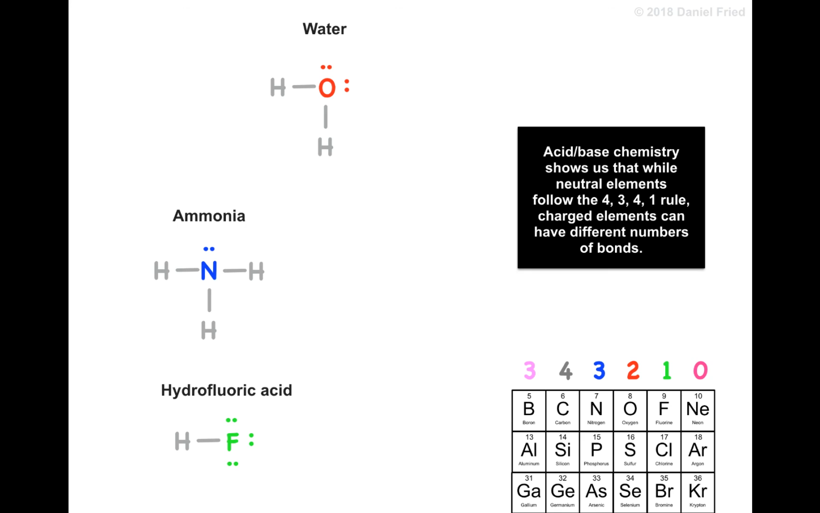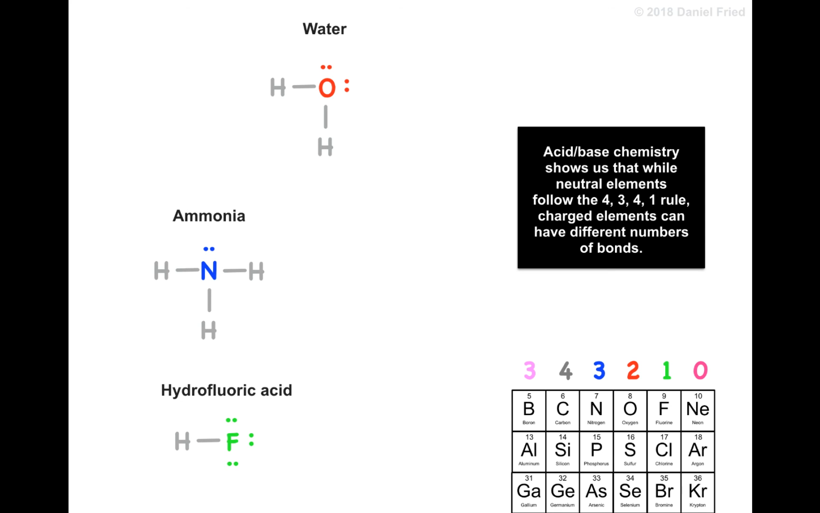But now what we're starting to see is that things are a little bit more complicated, right? We don't always need 2 bonds on an oxygen, 3 on a nitrogen, or 1 bond on a fluorine. These things can change based on the environment that the molecule finds itself in. If the water finds itself in an environment where there are many, many protons, we can increase the number of bonds on the water. If the ammonia finds itself in an environment where there's a lot of protons, we can increase the number of bonds on the nitrogen.